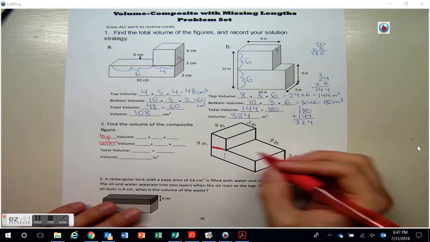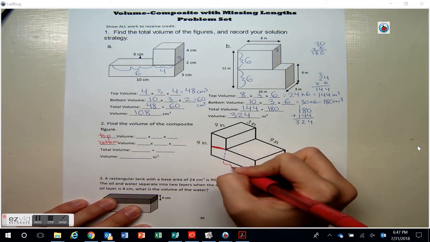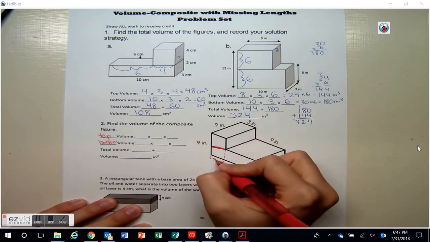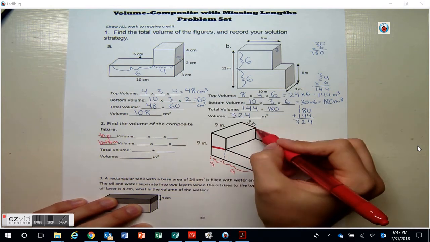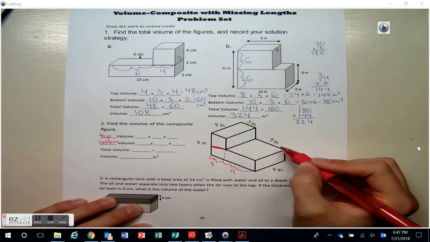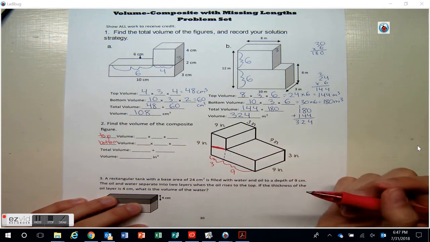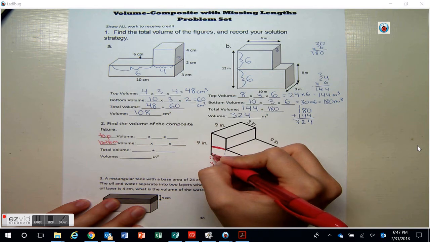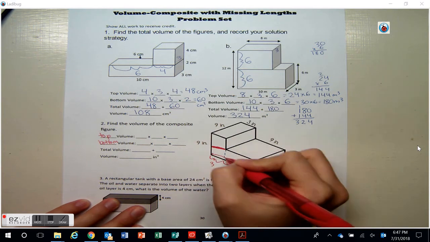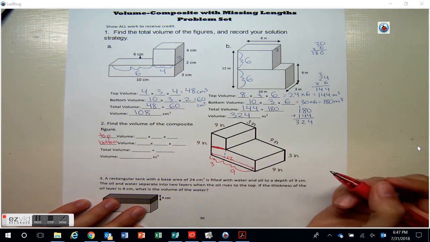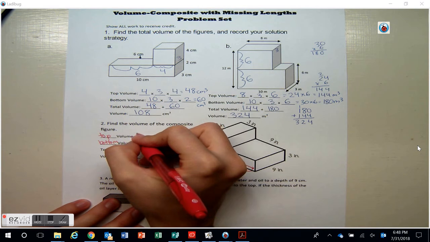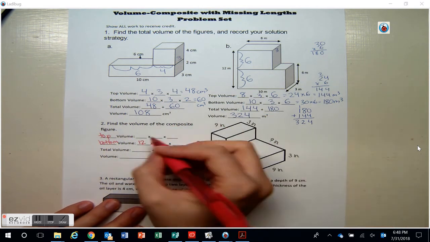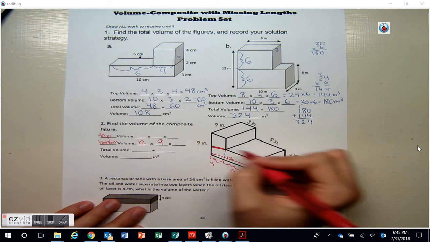Okay, so our bottom figure. I know this distance here is 9. And I know this distance here is 3. Based on this, they're touching, right? They're touching, nothing's overlapping. So the total distance there is going to be 12. So I'm going to write that as my length for the bottom, the bottom is 12. My width is 9 and my height is 3.